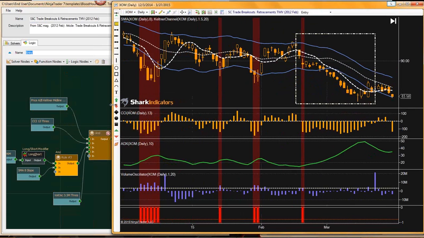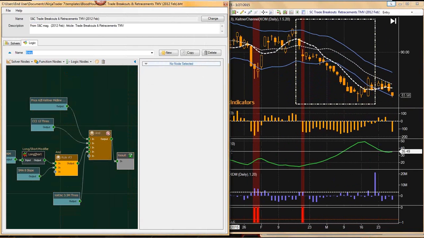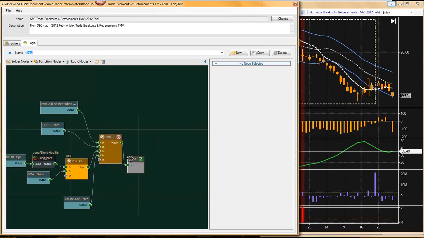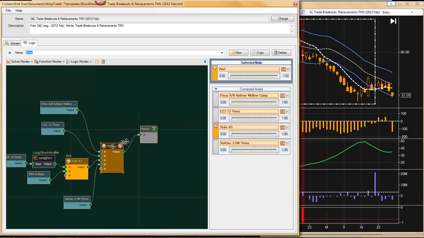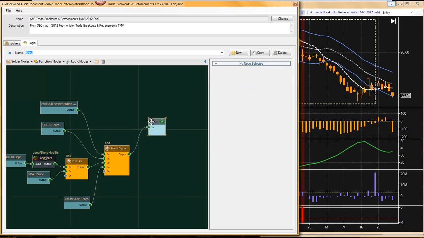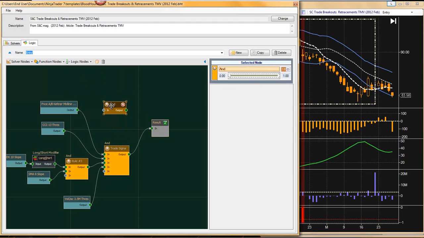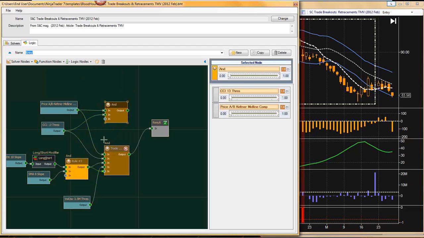Let's slide that over there. So what we're going to do, this AND node here, essentially it's giving us the trade signal. So we'll just name this guy the trade signal, like so. And so let's grab another AND node here, and we're going to plug rule 1, 2, and 3 in.